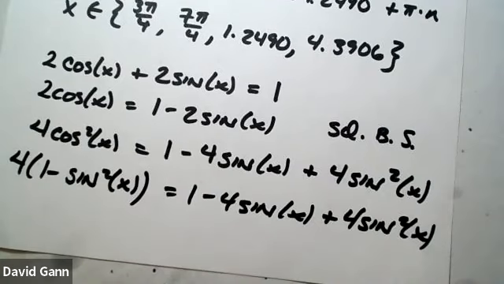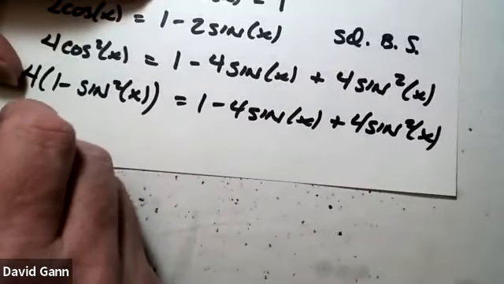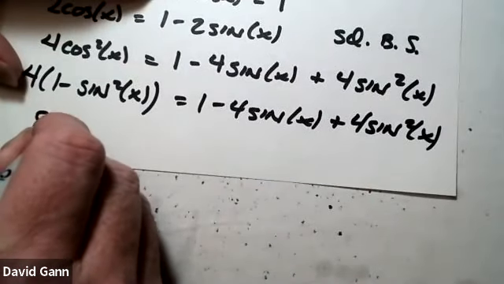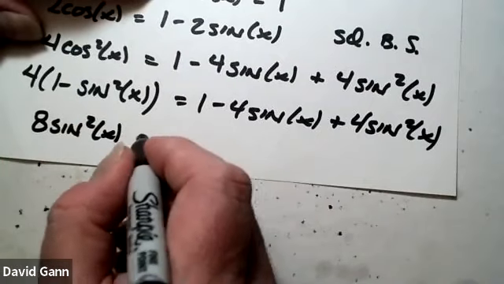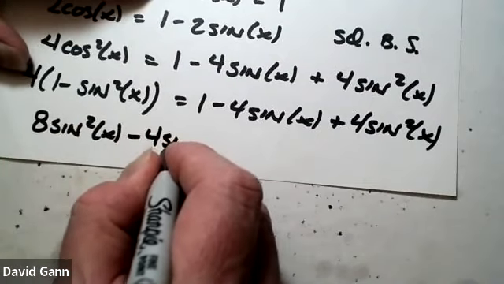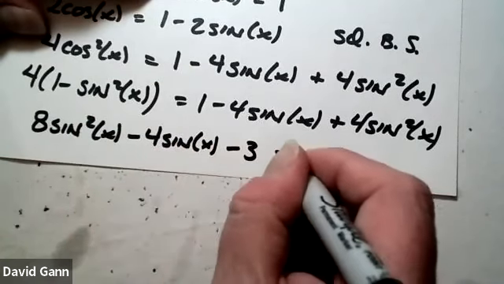I'm just going to allude to the algebra here and get this down to a final version, which is that 8 sine squared of x minus 4 sine of x minus 3 equals 0.